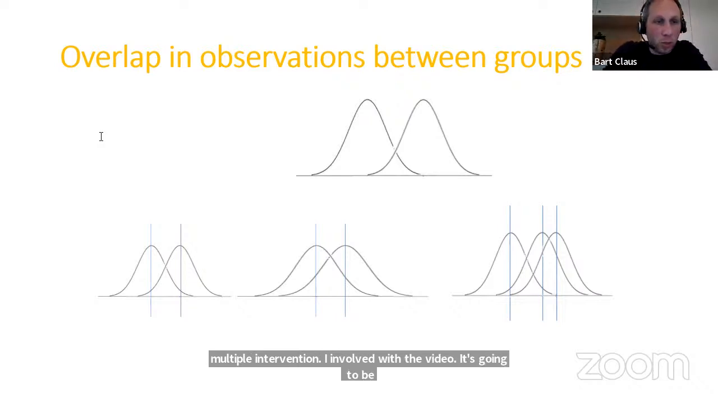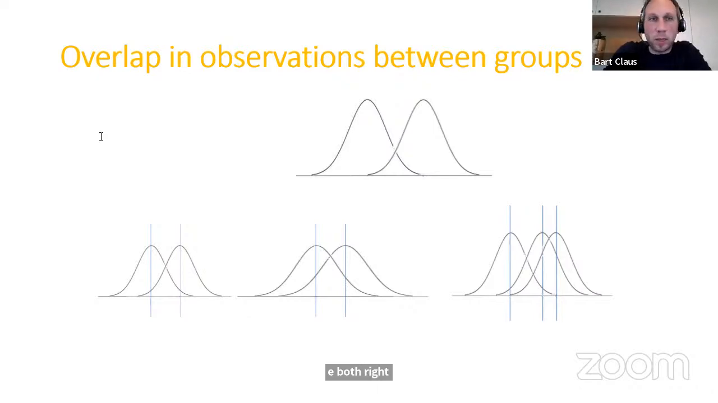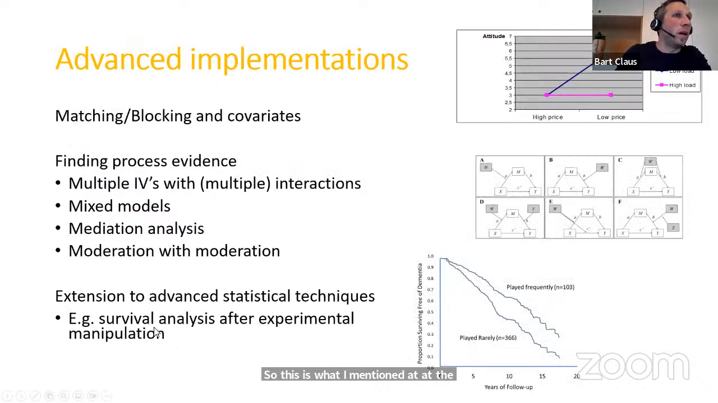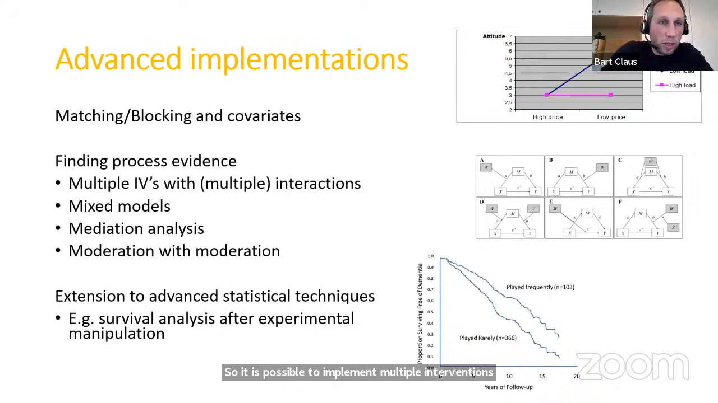When multiple interventions are involved, should the individual intervention be shown statistically? Both, right? So this is what I mentioned at the end, where we were discussing more advanced implementations, right? So it is possible to implement multiple interventions in one experiment, right? At the same time, basically. But of course, you also always need to think about your comparison groups, right?